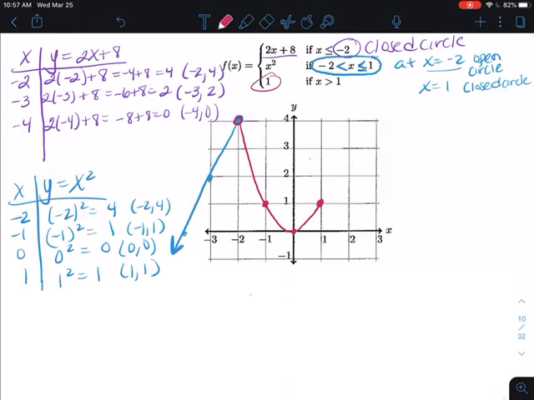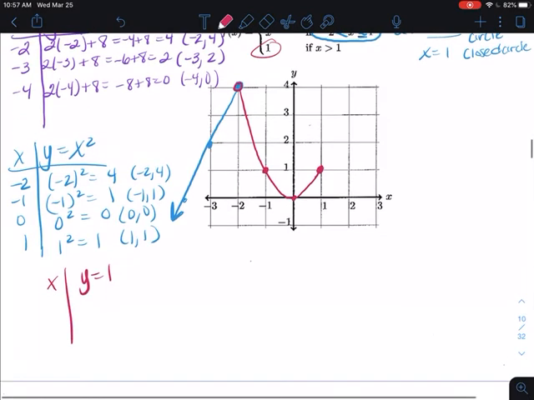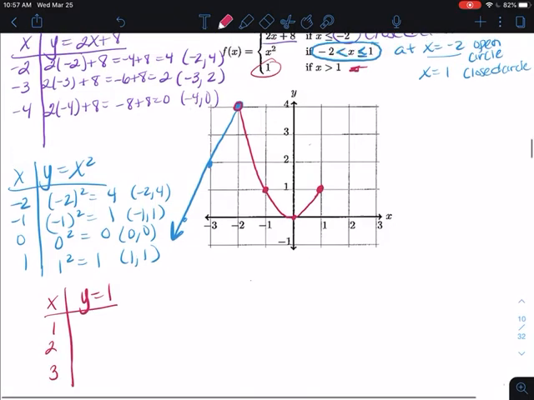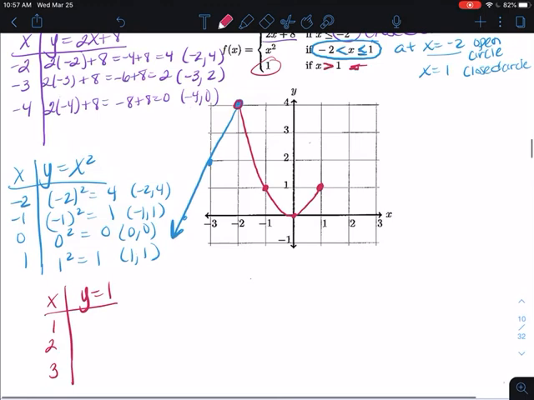Then you have this last function, y equals 1. So x and y equals 1. That means it's going to be 1 regardless of what x value you use. They want you to start off at x equals 1 and numbers that are greater than that. So 1, 2, let's say 3. At x equals 1, because that's just a greater than symbol, you're going to have an open circle.